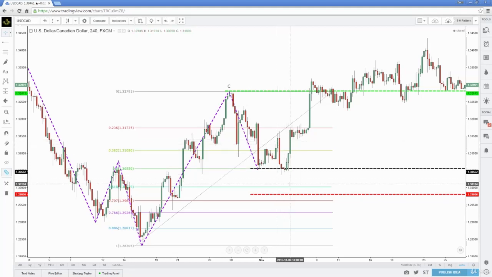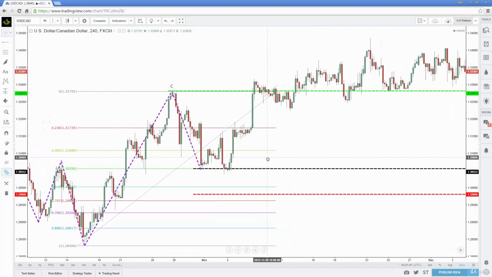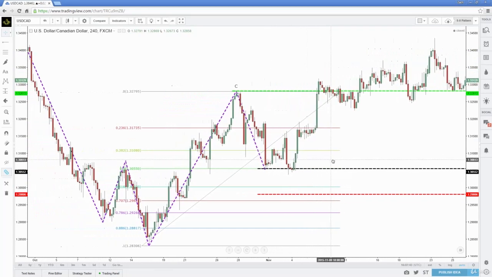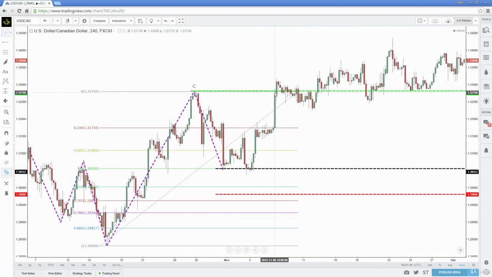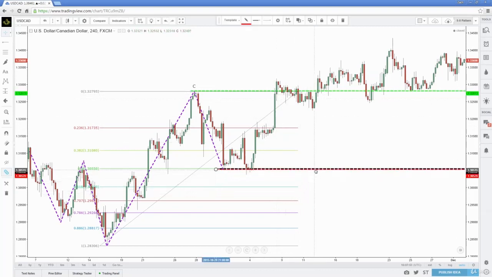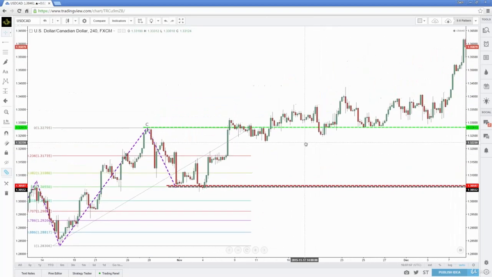So when you see it come down in here, you're like, okay, whatever. If I get stopped out, I get stopped out. You know, shut off the computer screen if you have to. But then boom, we come right back up into the C point. So I'm taking my first target right there. We're good, right?